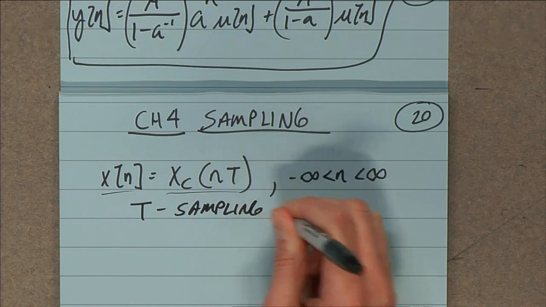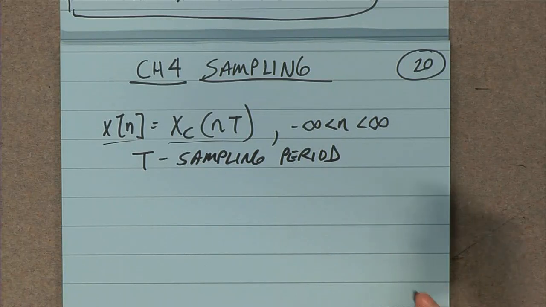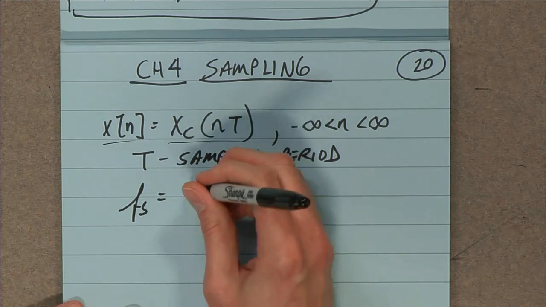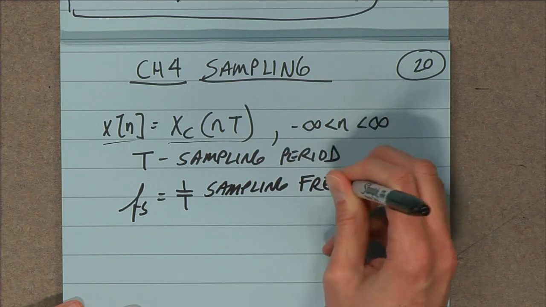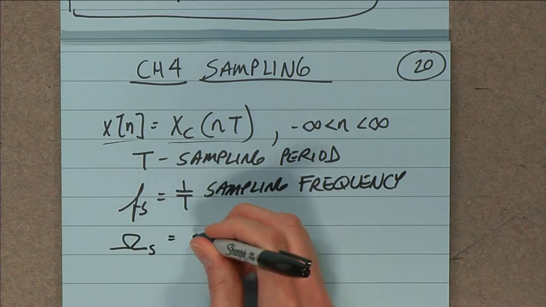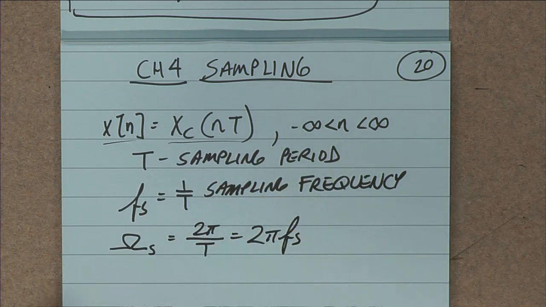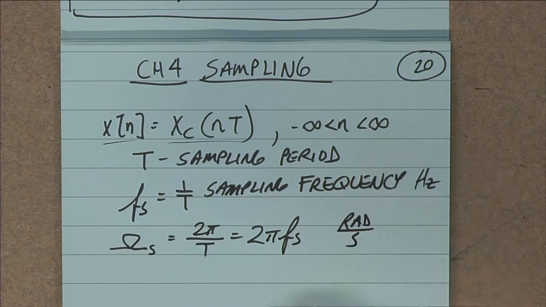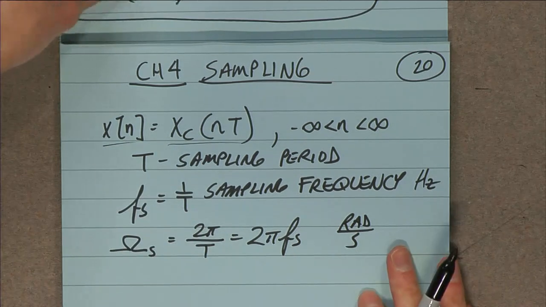T is our sampling period. And sometimes I'll use, I guess this is kind of notation, Fs equals 1 over T, which is the sampling frequency. And we'll also use omega s, which is just going to be 2 pi over T, or 2 pi Fs, as you please, which will be, this is hertz, and this will be radians per second. So this is how we'll describe our system.